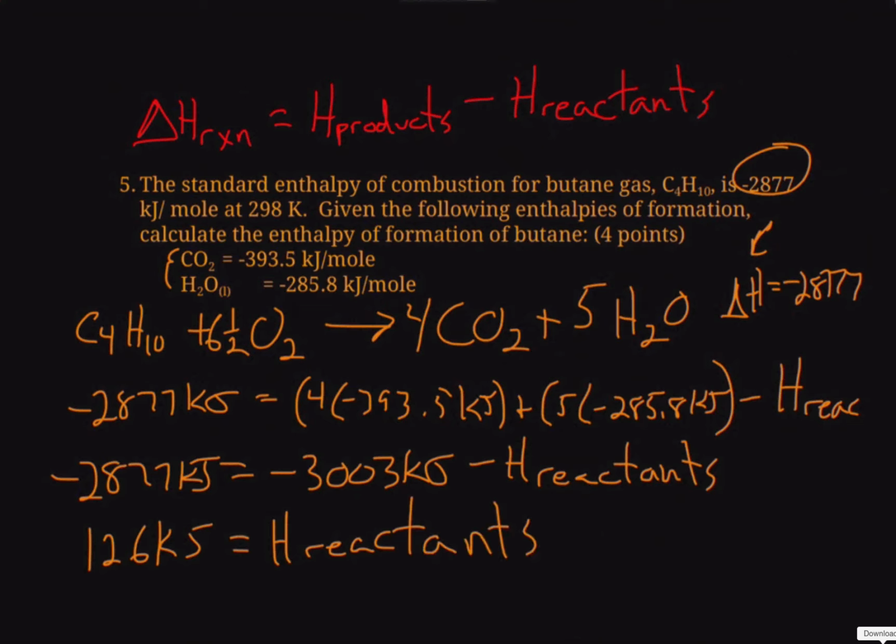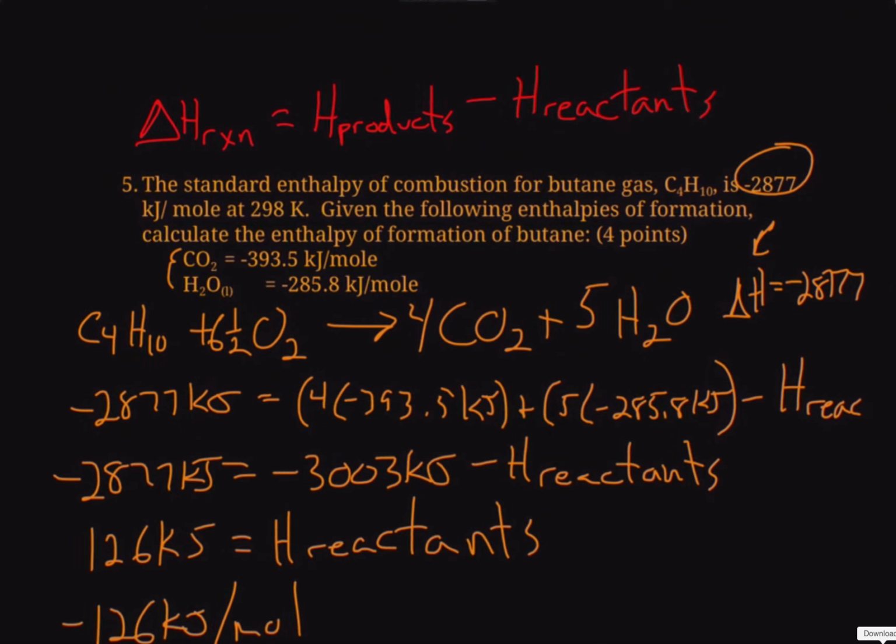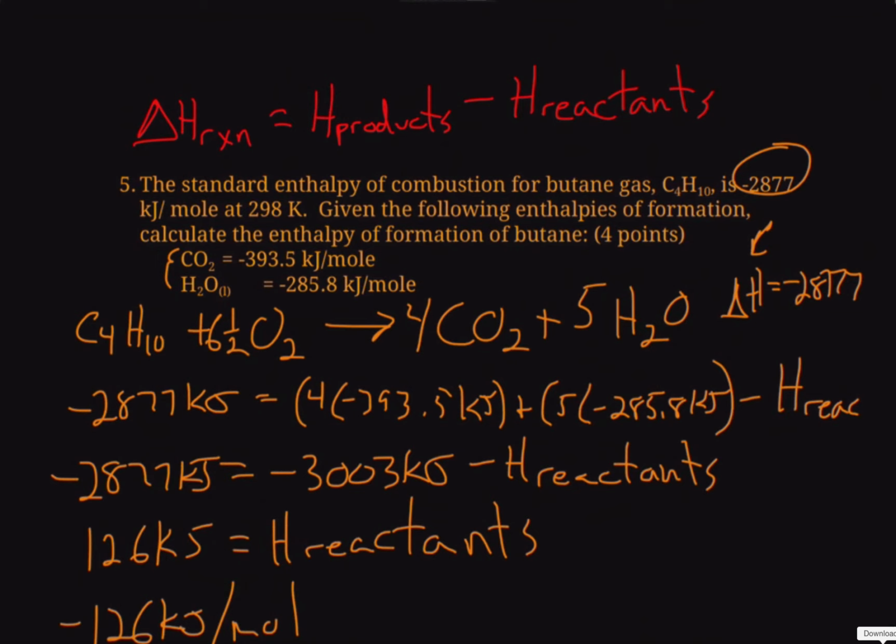Okay, so the heat of formation of butane gas is negative 126 kilojoules per mole. Well, wait a minute. What about the oxygen? If the heat of the reactants is 126, how do we know that that's the heat of the butane? Because oxygen in this equation is elemental, right? It's just oxygen. The heat of formation of any element is 0. So all of the heat of the reactants comes from the heat of formation of the butane.